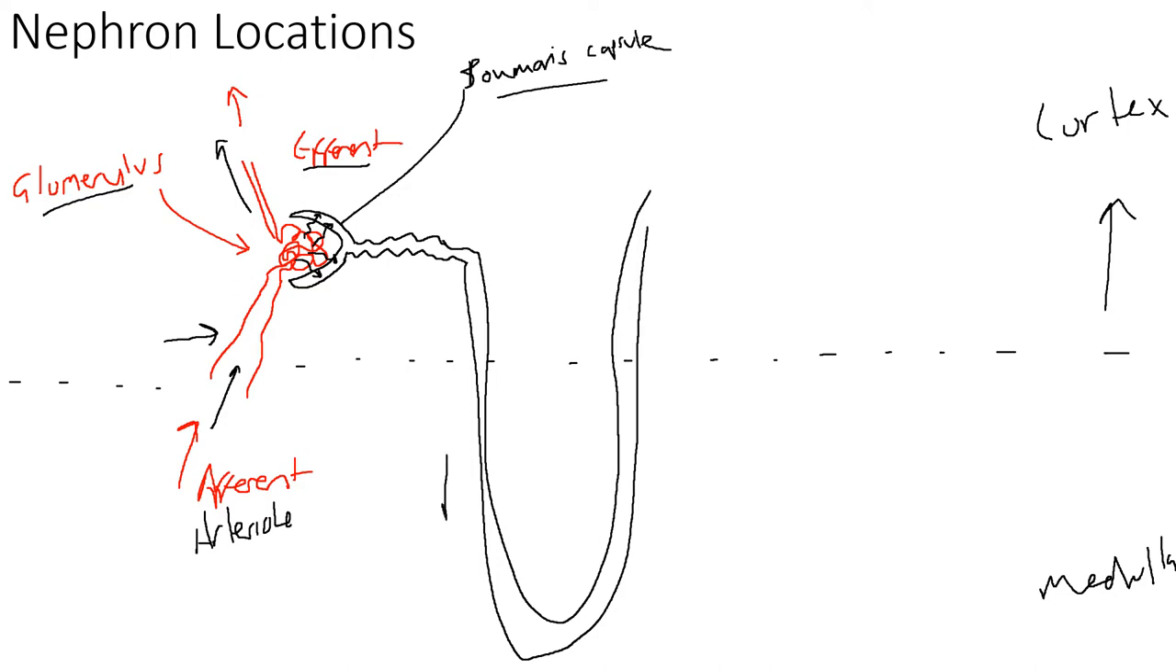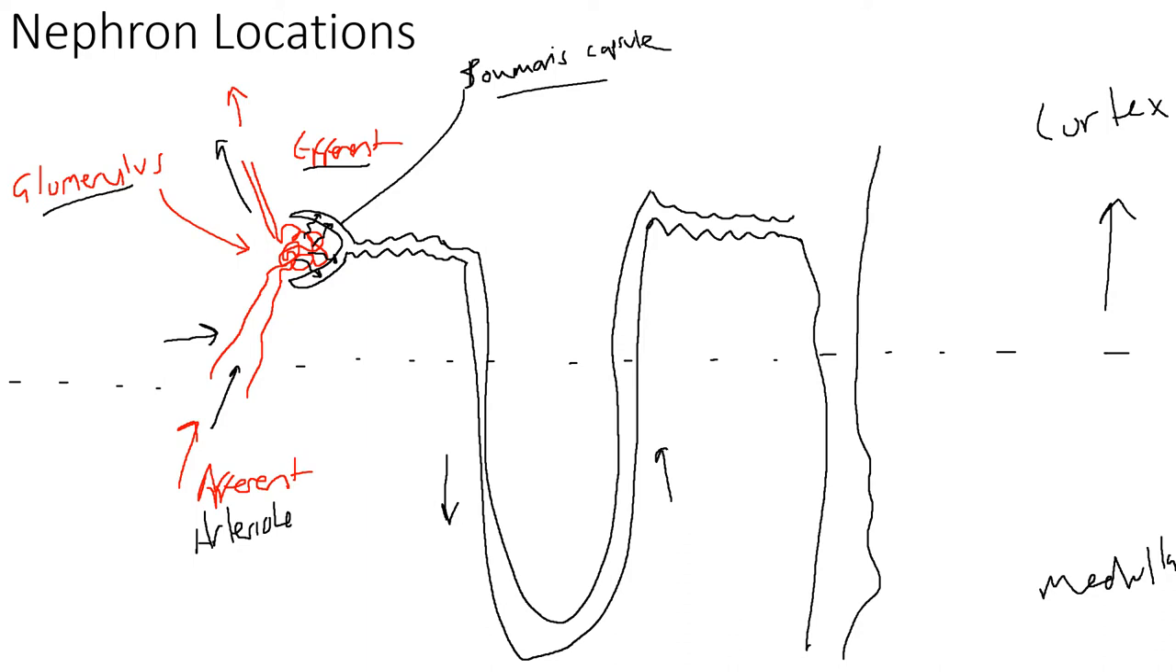So the nephron drops down into the medulla, comes back out up to the cortex, and it turns into another squiggly little tubule. And as I said earlier, this connects to a collecting duct, which is connected to the ureter, and that's where all the waste products go.